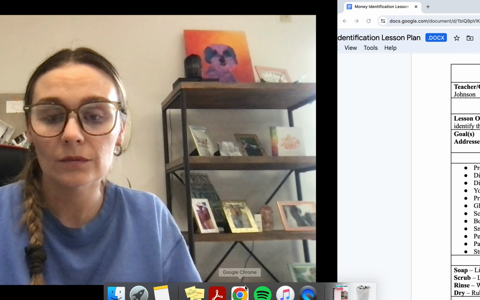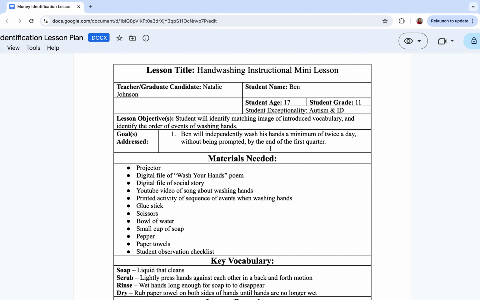His IEP level is on a pre-K to kindergarten level academically, but he is able to get around campus functionally by using the restroom on his own, walking to classes on his own, as well as feeding himself. At this time, we will look at the hand washing instructional mini lesson guide.